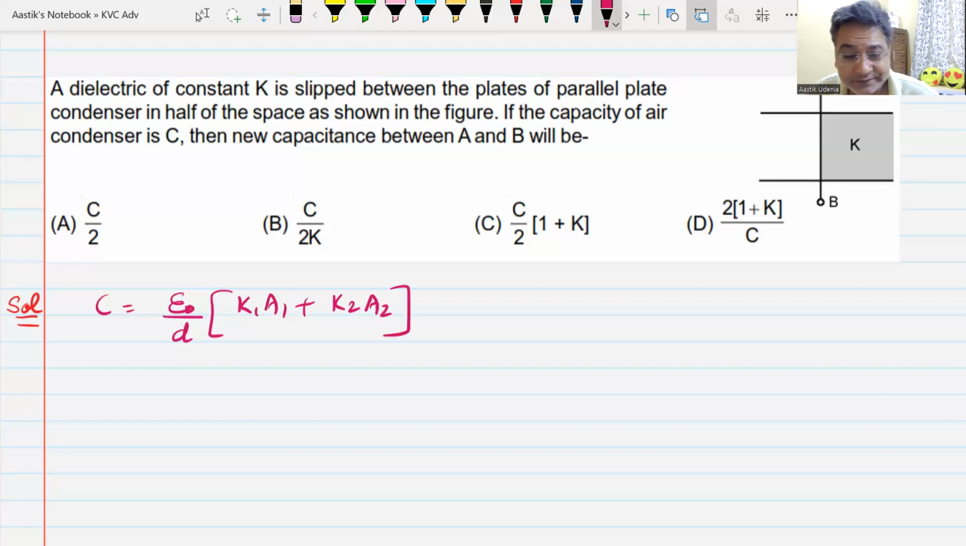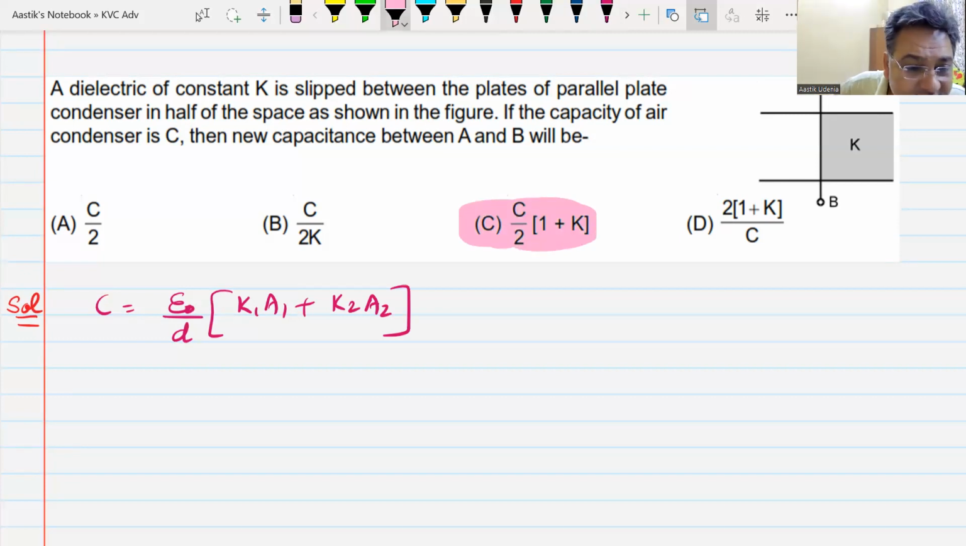Here K1 is 1, A1 is A by 2. You should do it correctly. K2 will be K, A2 will be A by 2. If you do it correctly, you will land up here. Yes or no? Yes, sir. Do we understand this?